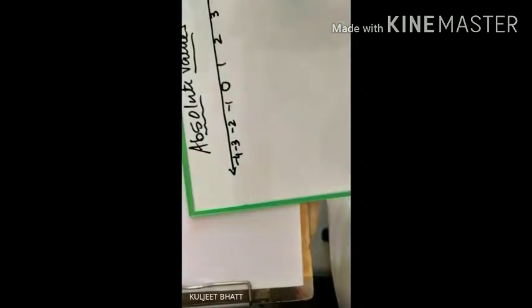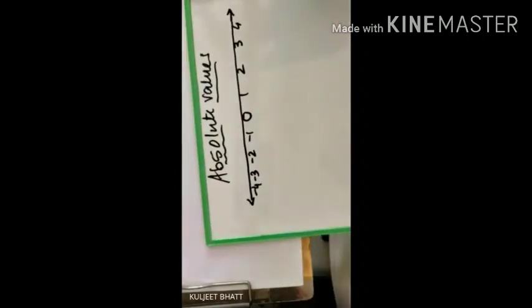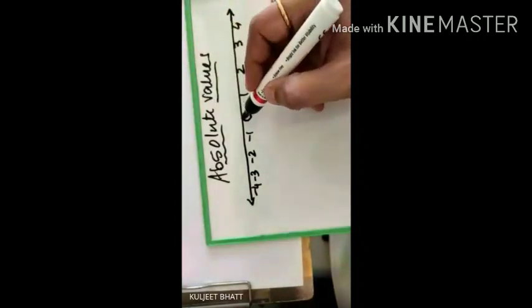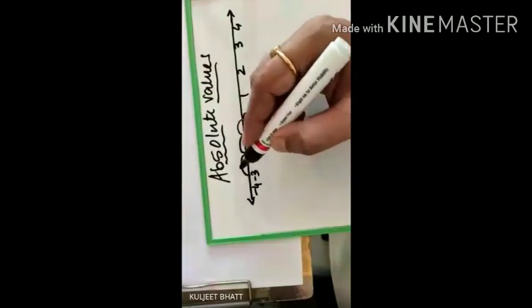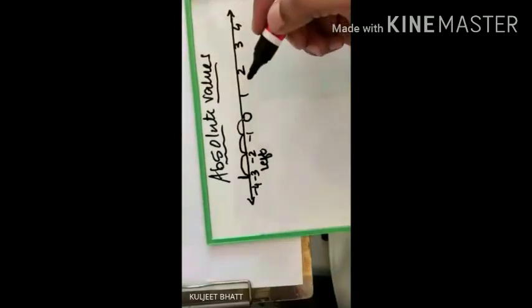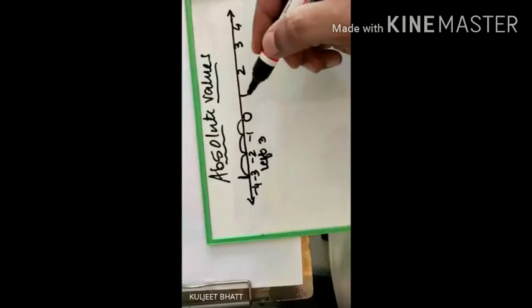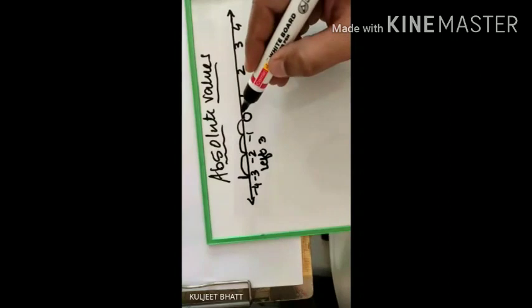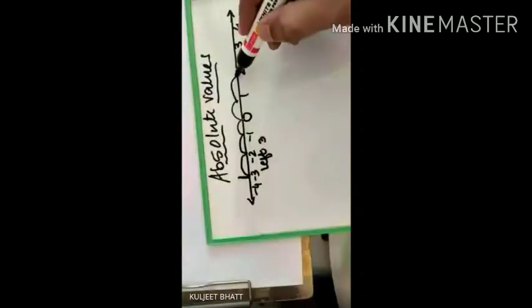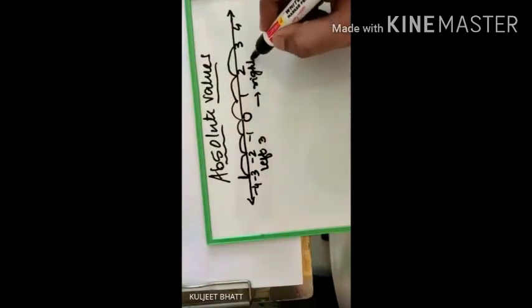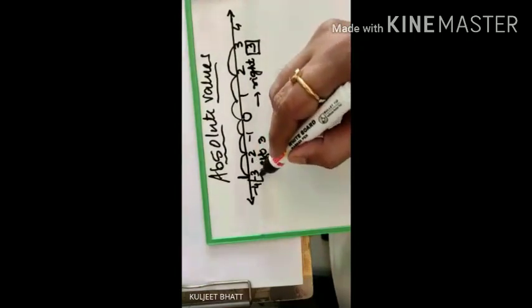Now, what is absolute value? Absolute value is a number which is at an equidistance. For example, I am taking -3. So it means 1, 2, and 3 steps towards the left, and then I get my -3. I have jumped 3 steps towards my left. Similarly, if I jump 3 steps towards my right, 1, 2, and 3 steps, I get a number that is 3. This is +3 and this was -3.